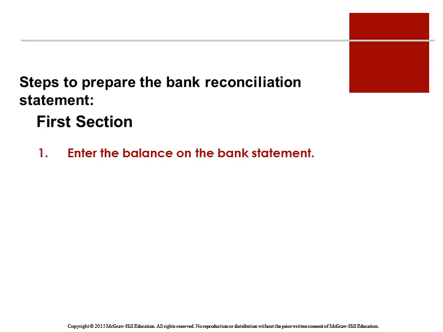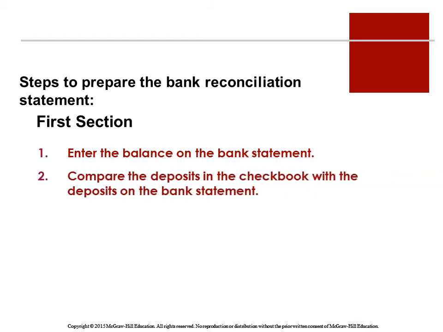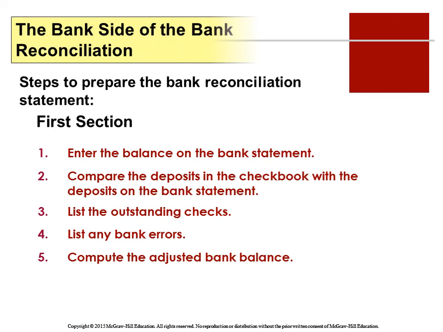First section, you want to start with the bank balance amount. So what does it say that we have? We're going to compare the deposits in the checkbook with the deposits on the bank statement, saying, do we have all of them? If not, what's missing? List all the outstanding checks. We want to say, okay, which of these have not been cashed? And then we want to see any errors if we can figure them out. Finally, we want to compute the adjusted bank balance. So this is a step-by-step written explanation of what you just saw visually.